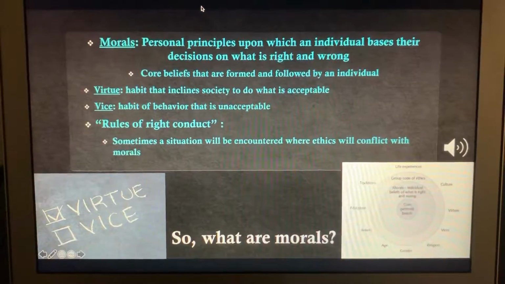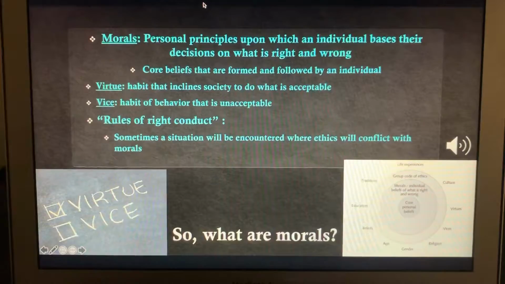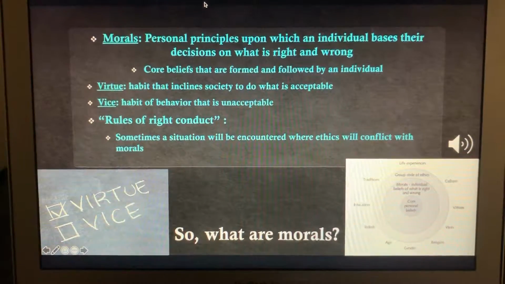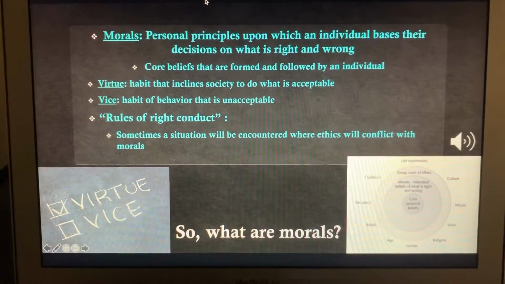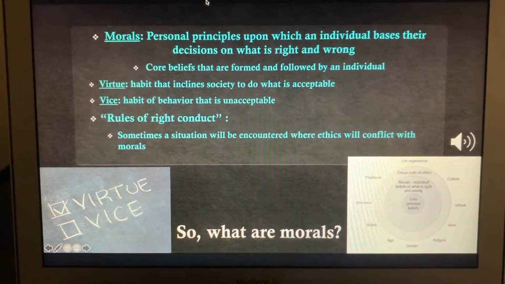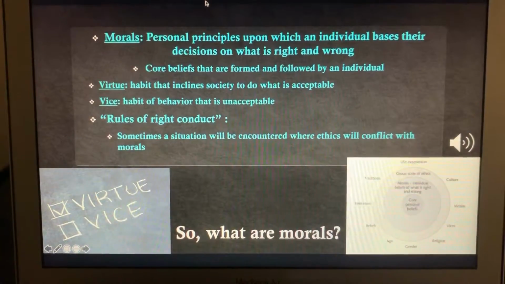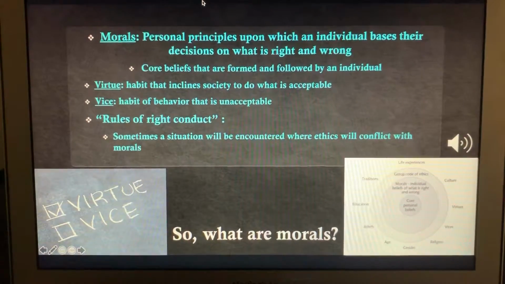So, what are morals? They are the personal principles which someone can base their decisions about what is right and wrong. Morals are core beliefs that are created and adhered to by an individual. Individuals can develop habits that make it more simple to decide what is good and bad. There are two kinds of habits people can develop. The first is a virtue, which is a good habit, and the second is a vice, which is a habit of bad or unacceptable behavior.